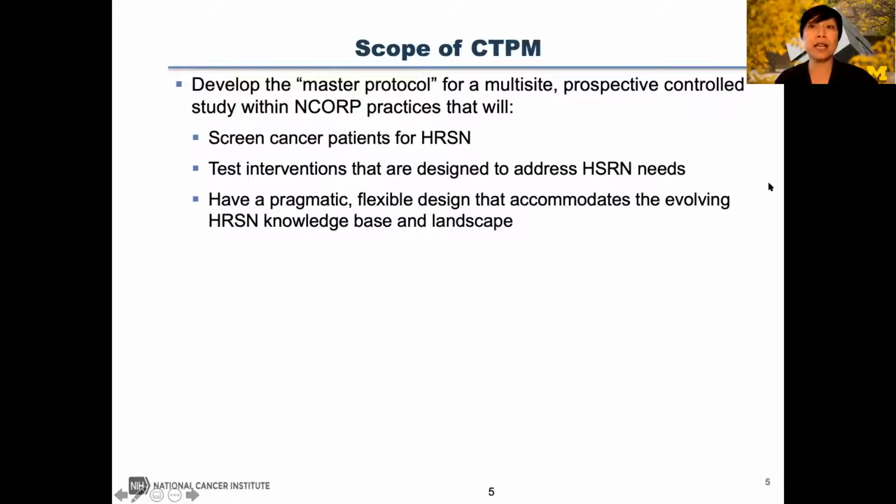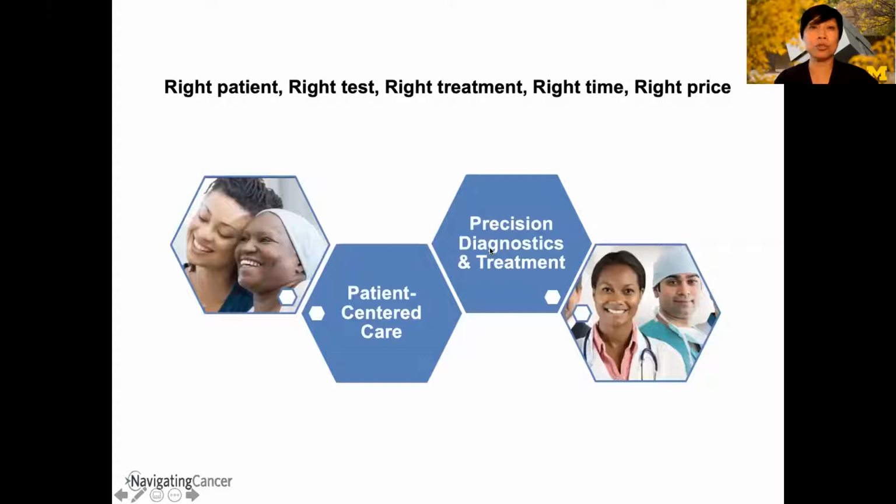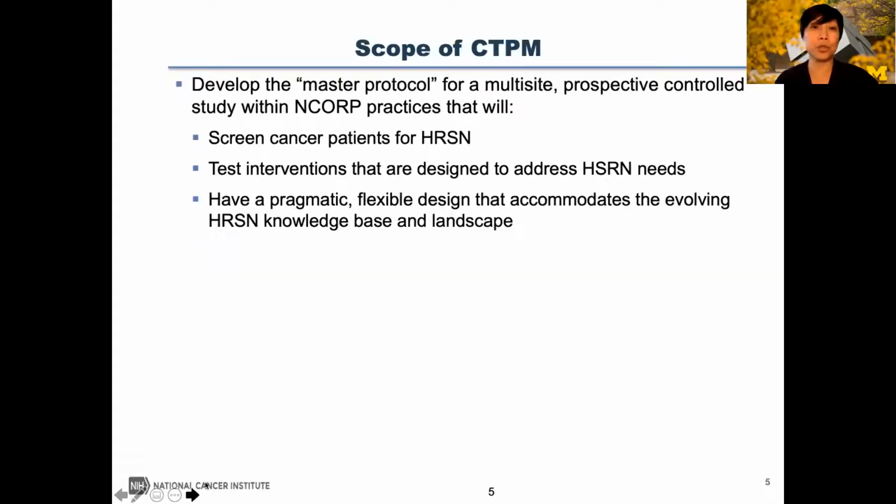The goal then of this trial is to develop a master protocol for a multi-site prospective controlled study within NCORP practices that will screen cancer patients for health-related social needs, test interventions that are designed to address specific health-related social needs, and have a pragmatic and flexible design that accommodates the evolving knowledge base and landscape.